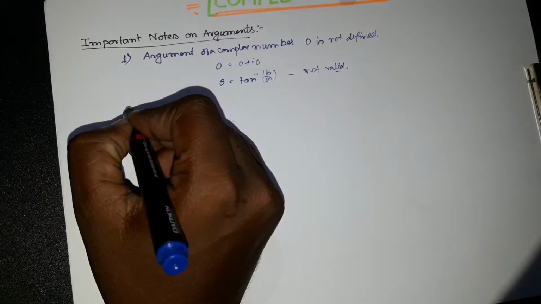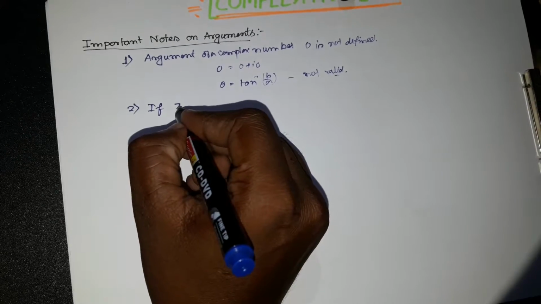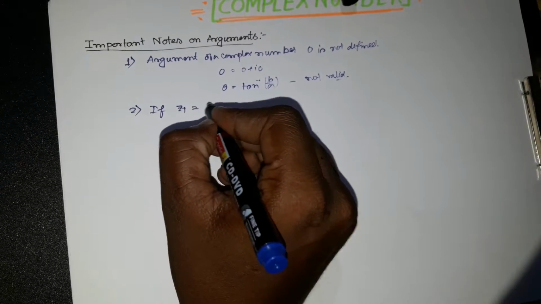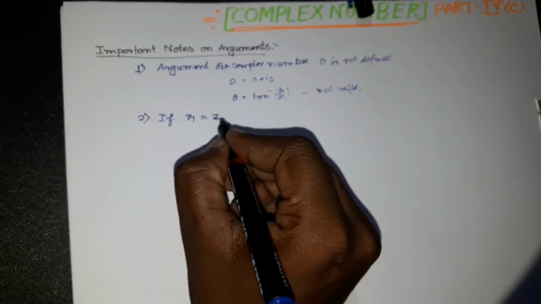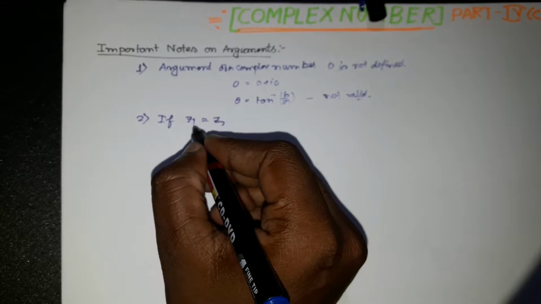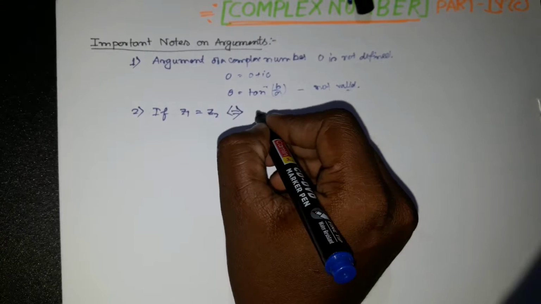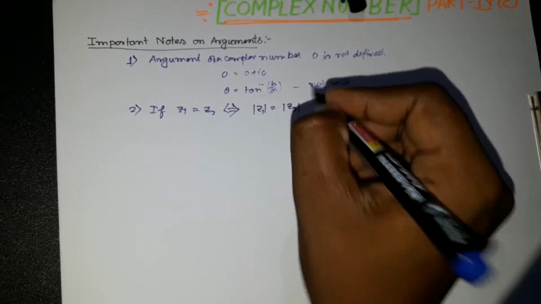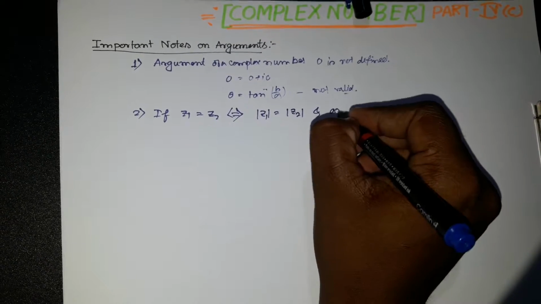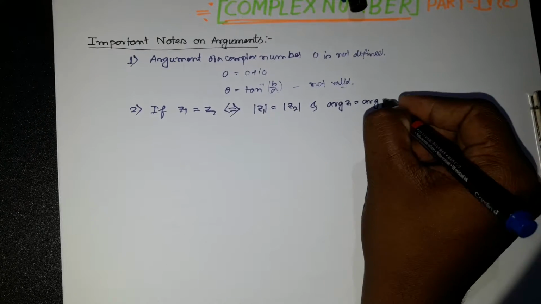Okay, next. Now if z1 and z2 are complex numbers, z1 equals z2 if and only if mod z1 is equal to mod z2 and argument of z1 equals argument of z2.